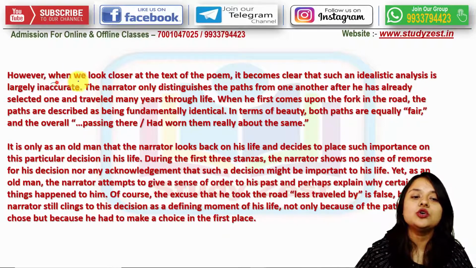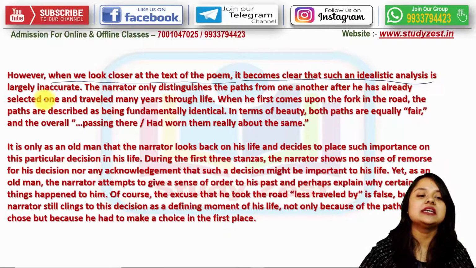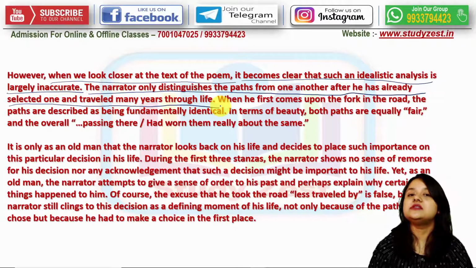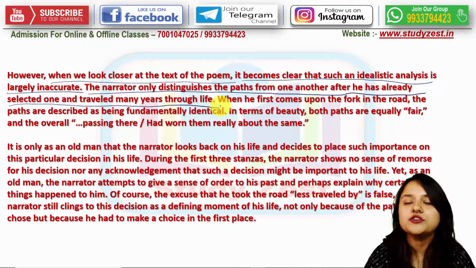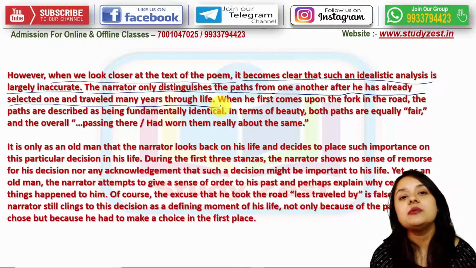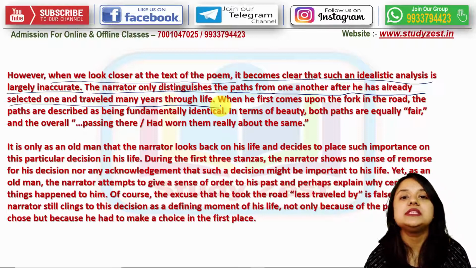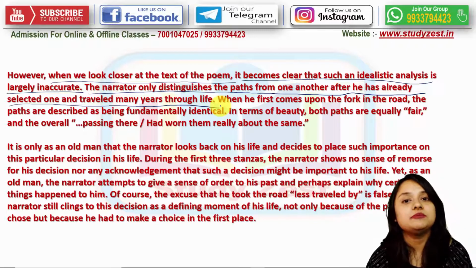However, when we look closer at the text of the poem, it becomes clear that such an idealistic analysis is largely inaccurate. The narrator only distinguishes the paths from one another after he had already selected one and traveled many years through life. That means if we just look at the poetry from the poetic, literary point of view, then there might be some mistakes from the readers. So what should we do? We should look at it practically.